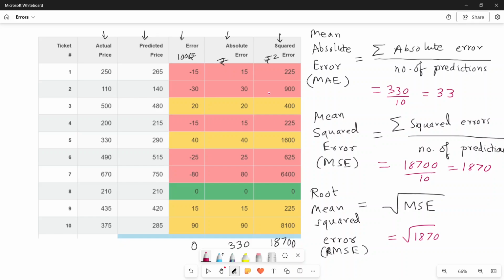Again, the mean absolute error is in rupees, but the mean squared error will be in rupees squared. Now the root mean squared error will again be in rupees. So that's it for the errors.